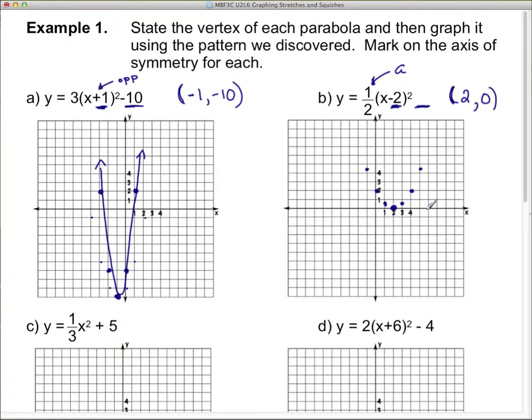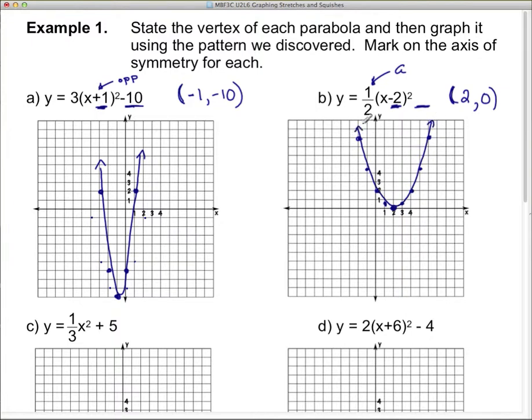But now we only do half of 16. So I go up 8. 1, 2, 3, 4, 5, 6, 7, 8 would be right here. And I'm going to do it on the other side as well, which is going to give us right there. And now I got this nice parabola shape. I'm going to join the dots the best that I can.